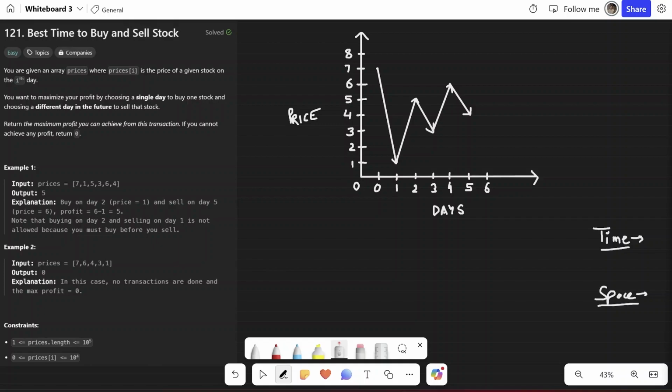Today we'll be looking at a problem called best time to buy and sell stock. This is another problem in the Blind 75 list of problems. Let's go through the question once.